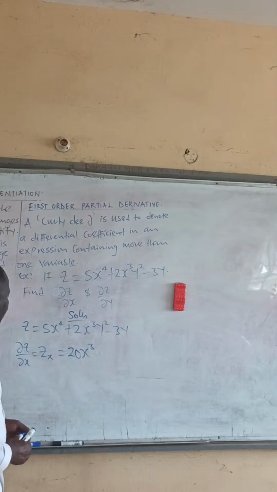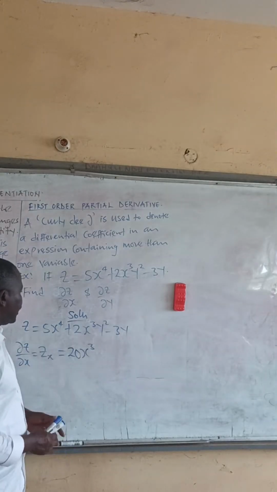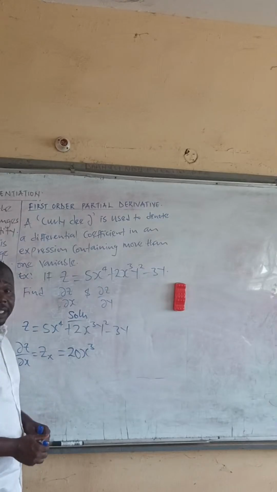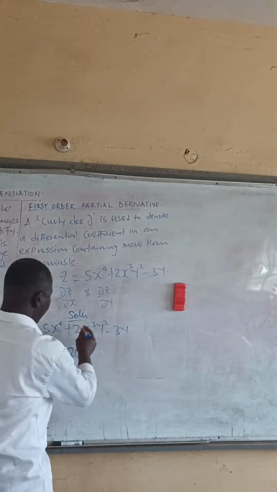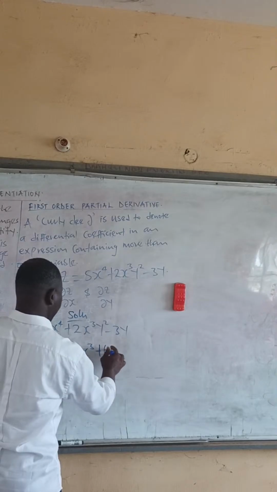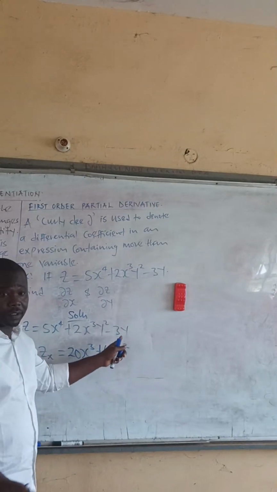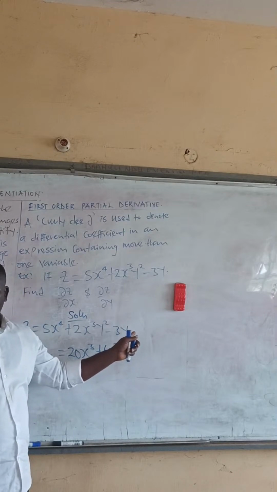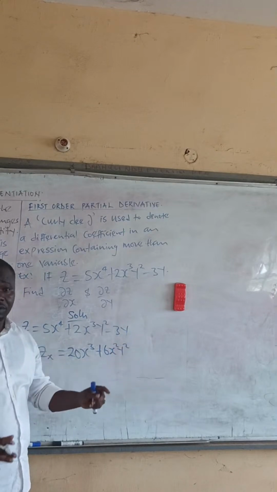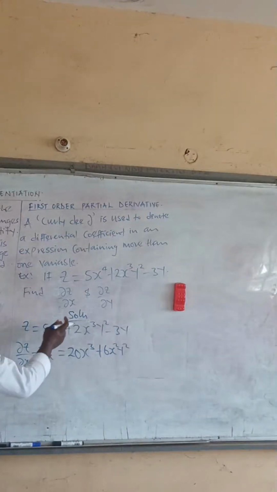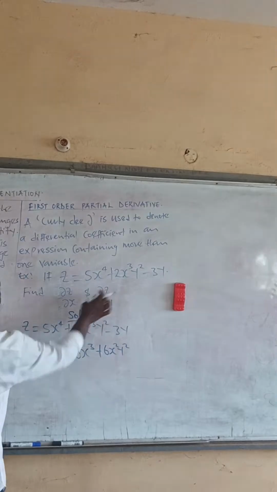So then let's consider this. Let's differentiate 2x raised to the power 3 y squared. Then we have 6x squared y squared. This is a constant. This one will be 0 because there is no x there, because they said we should differentiate partially with respect to x. So now we've gotten this one. Let us consider this.